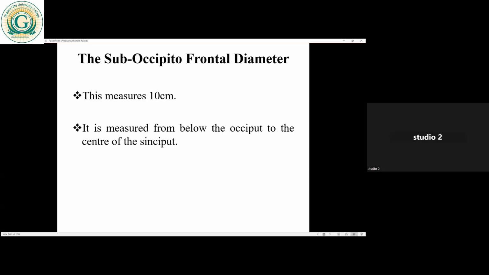Then you have the suboccipitofrontal diameter. This is measured 10 centimeters. It is measured from below the occiput to the center of the sinciput. So you go below the occiput and come to the front where the forehead is, and it's 10 centimeters.